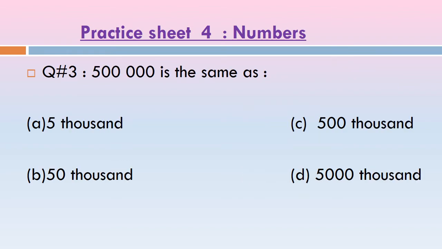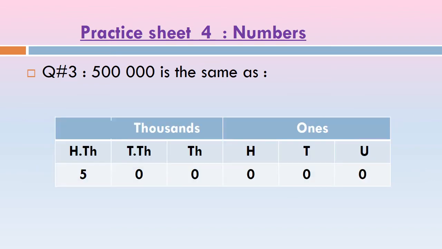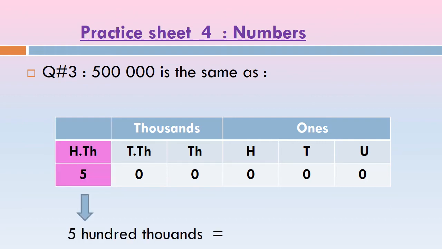Now question number 3 is, the number 5 with 5 zeros is the same as. Means you have to tell how we will read this number, 5 with 5 zeros. In the same way we will write them in the place value table starting from units place, then tens, hundreds, thousand, 10,000, and then 100,000s place. If we look at the 5, it is at 100,000s place. It means 500,000s.